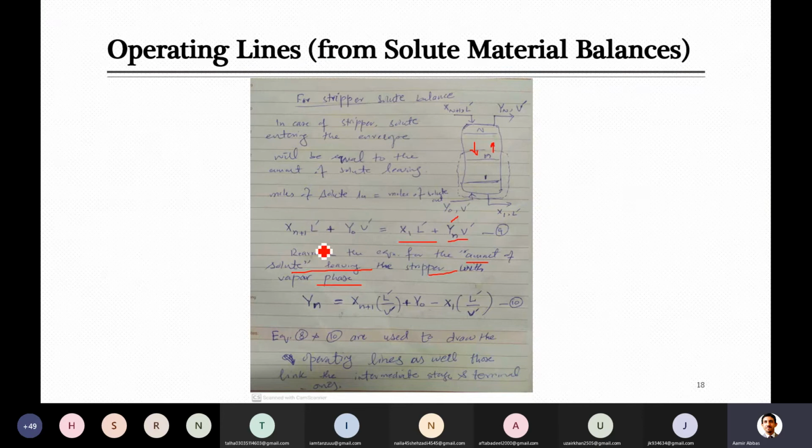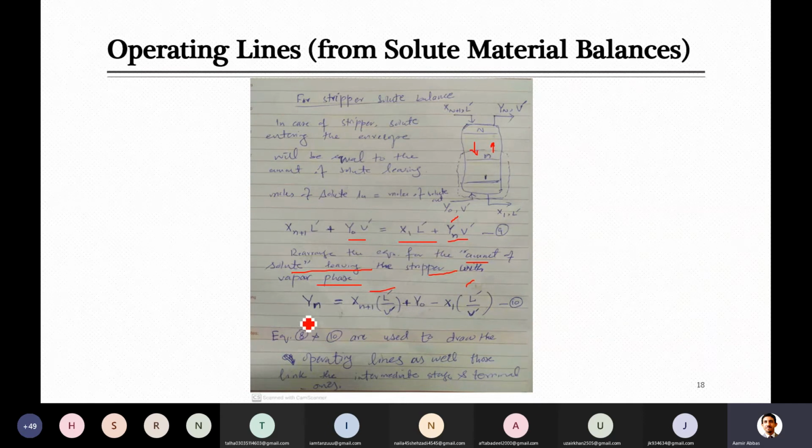You can divide the whole equation by V prime, and when we divide by V prime, here it will cancel, so you will have on this side only xn plus 1 L prime over V prime, plus y naught, and minus, you will just take it to the other side of the equation, x1 into L prime over V prime. And you can again combine these two because they are similar: xn plus 1 minus x1 multiplied by L prime over V prime, plus y naught.